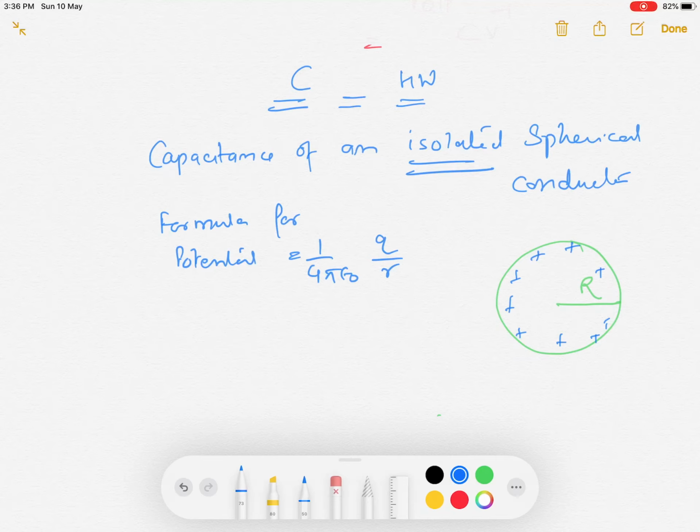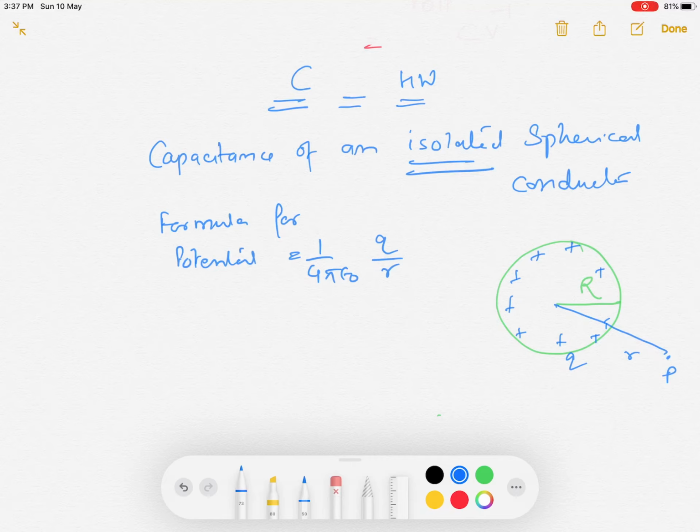Now in the case of a spherical charged conductor, if we take a point P at some distance r, and this charge q is on a shell, then we can consider the whole positive charge to be concentrated at the center. So q is the total charge and r is the distance. So potential will be 1 upon 4 pi epsilon 0 times q by r. Now this q charge, which has been distributed along the surface of the spherical conductor, is the same as it is inside.